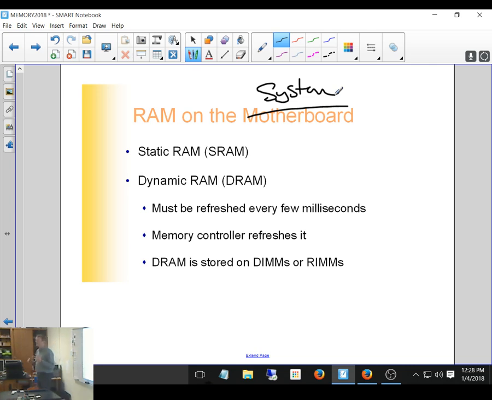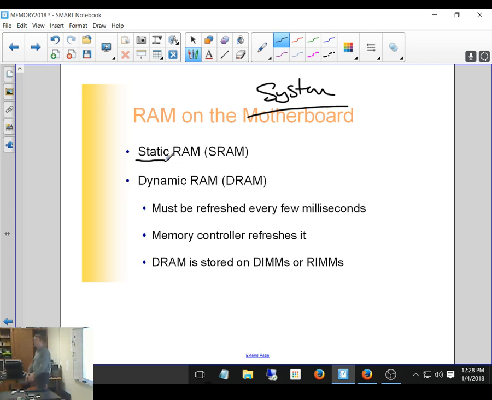Static RAM is RAM that, once it's written to, the information stays there. It's static. That's what the definition of static means, right? If I put something someplace and it doesn't move, it's static. So RAM that doesn't have to be rewritten is static RAM. And dynamic RAM is RAM that changes, or is really volatile, in that in both cases I have to have power to maintain it.